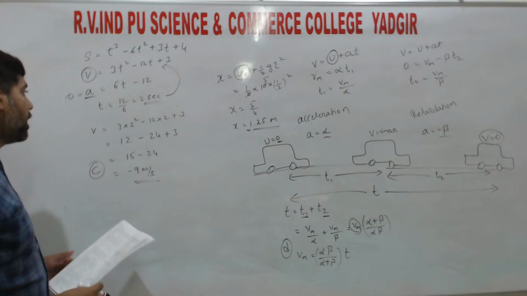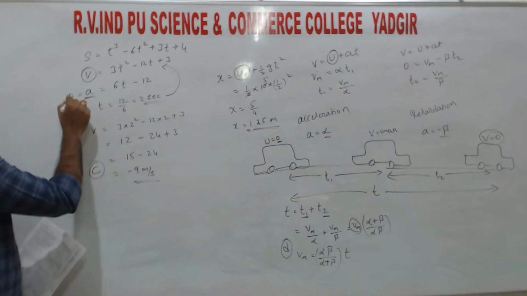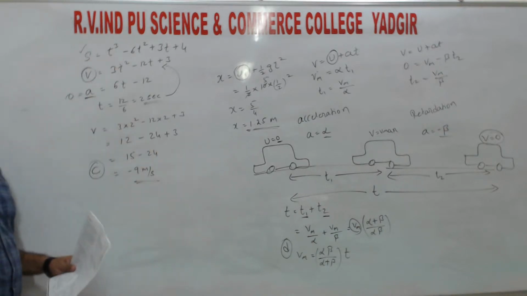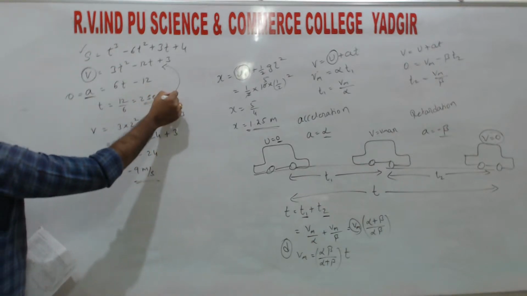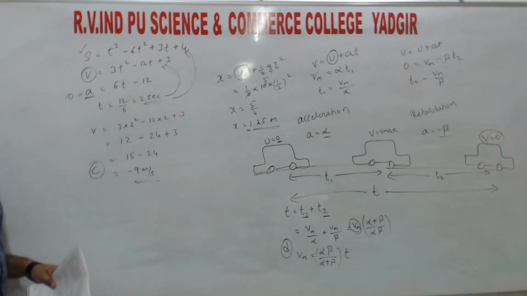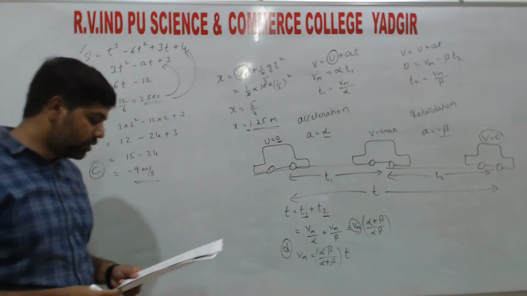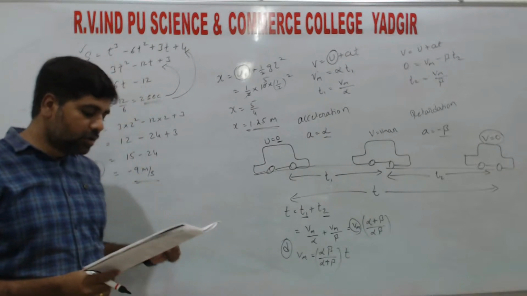So same, when acceleration is 0, find the displacement. That means we need to substitute t is 2 in s, then we get the displacement s, right? So whatever is given, substitute and simplify.